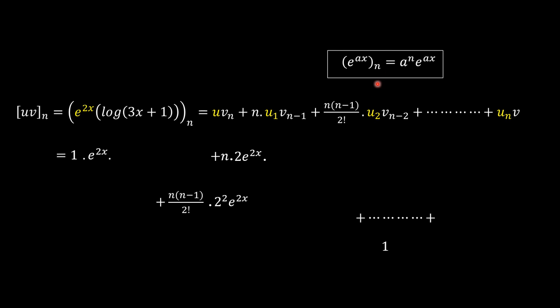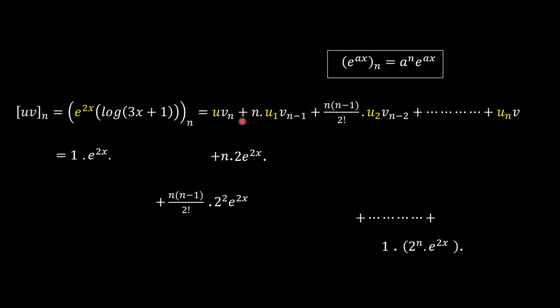What is the nth derivative of e to the power ax? The nth derivative of e to the power ax is a to the power n multiplied with e to the power ax, right? So I can say that the nth derivative of e to the power 2x is 2 to the power n multiplied with e to the power 2x.